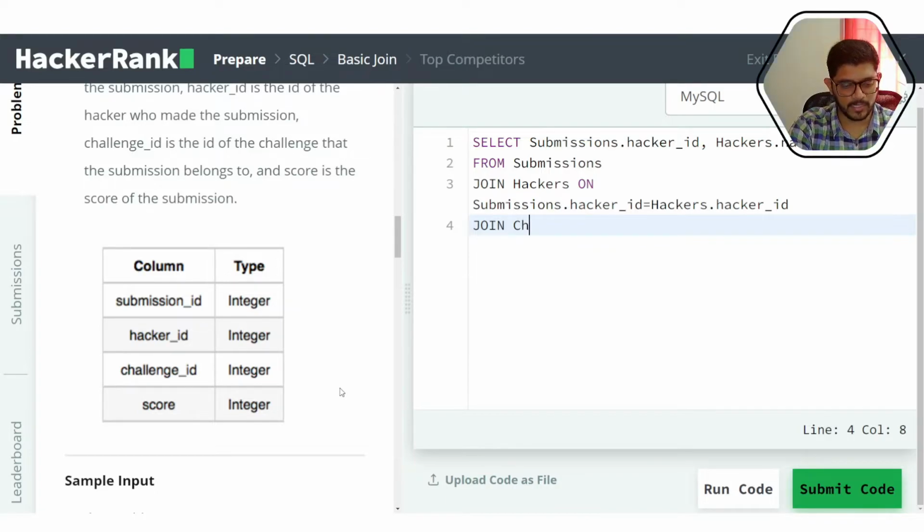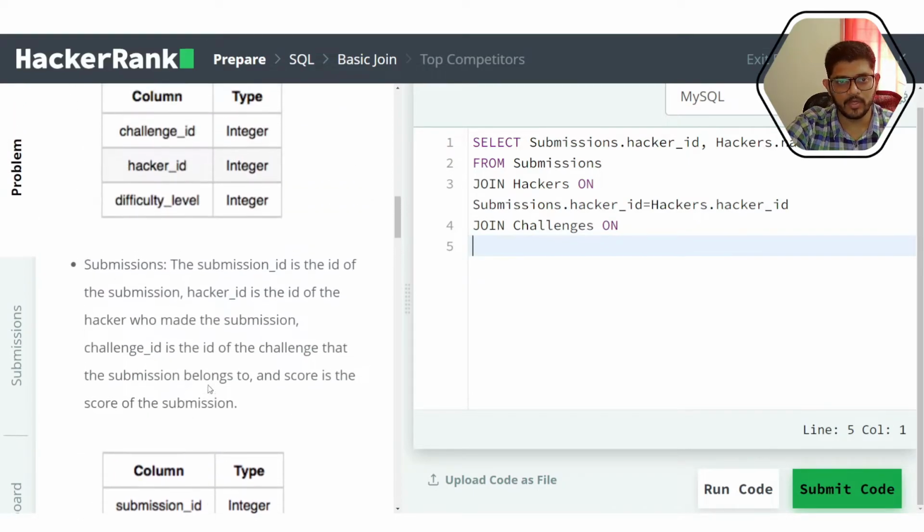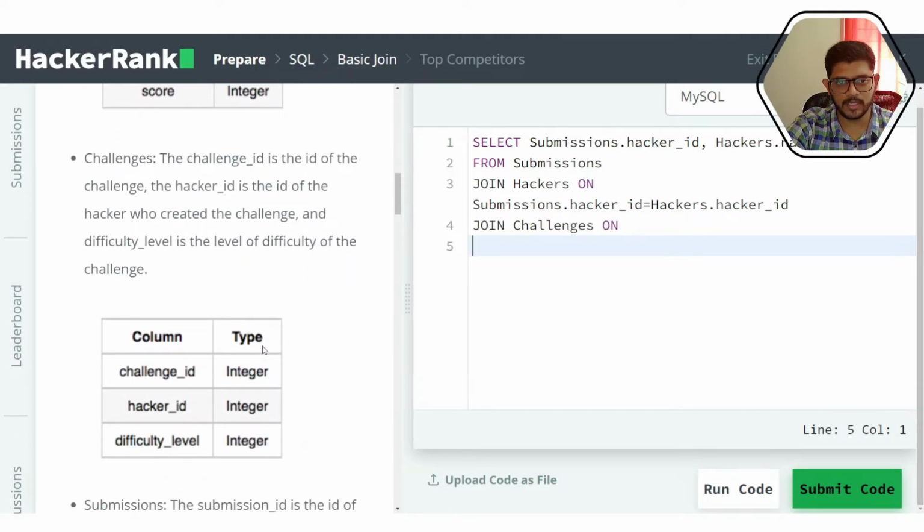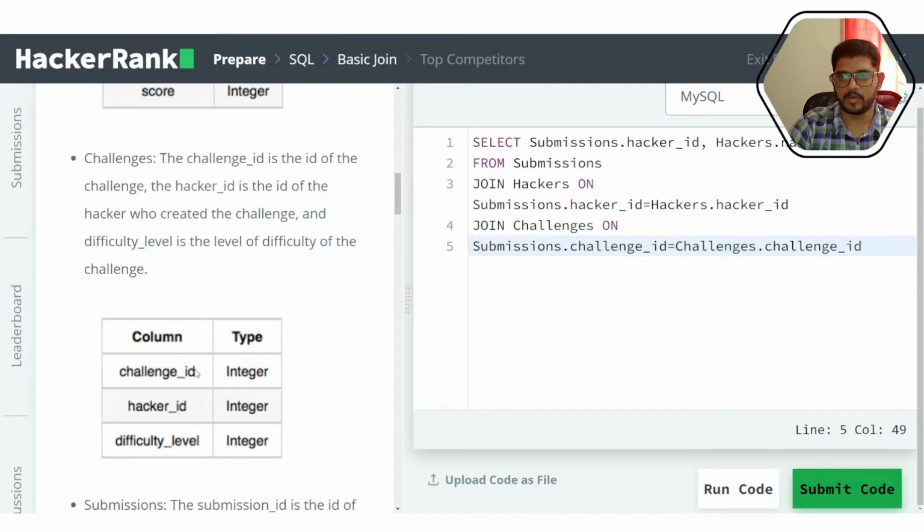Okay, so challenges table, we will join challenges, and on which column are we joining? Again, it's pretty obvious, challenge_ID. Challenge ID is the foreign key referencing this challenges table. Here also you have the same column name, right? So submissions.challenge_ID should be equal to challenges.challenge_ID.